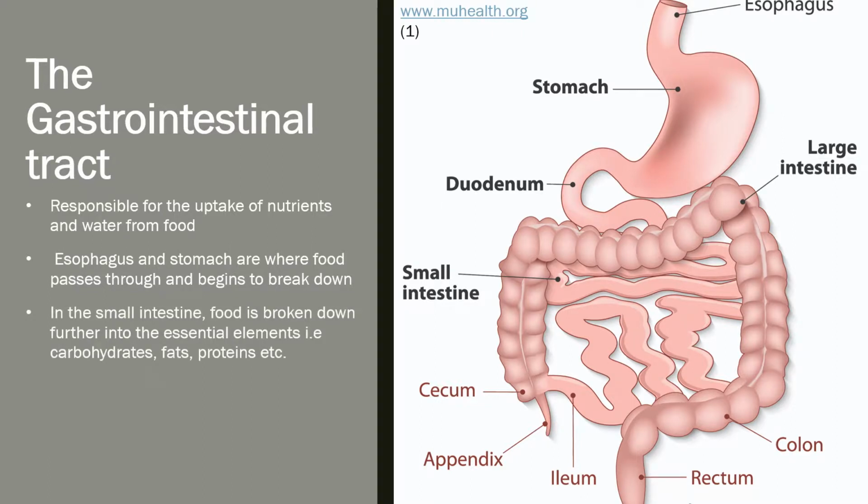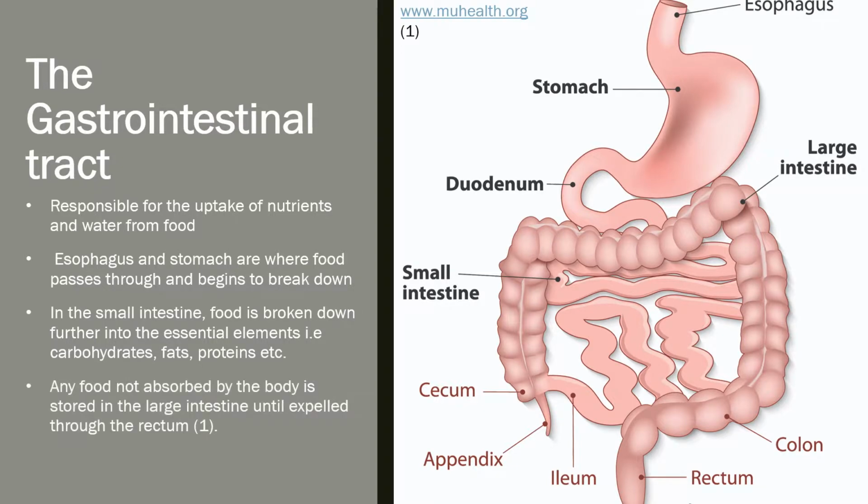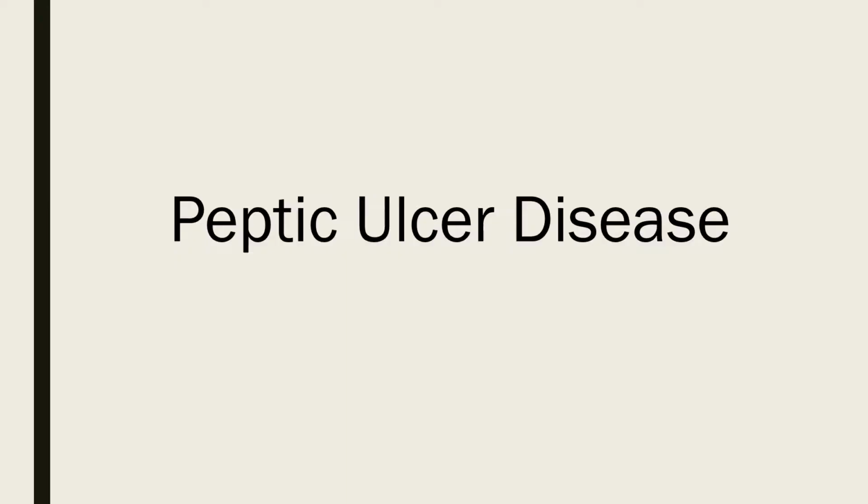In the small intestine, food is broken down further into its essential elements, the elements that are needed for cells to be nourished, i.e. carbohydrates, fats, and proteins. Any food that is not absorbed by the body is stored in the large intestine until it is expelled through the rectum and the anus.